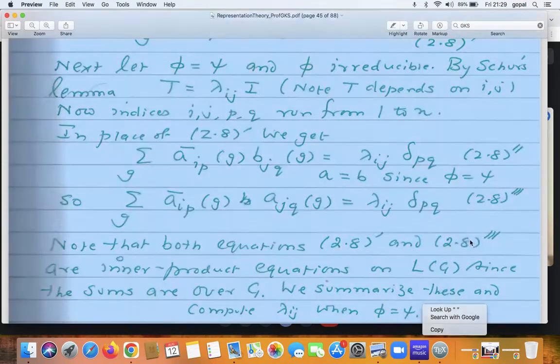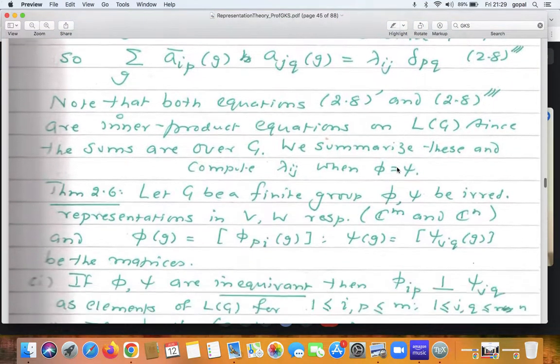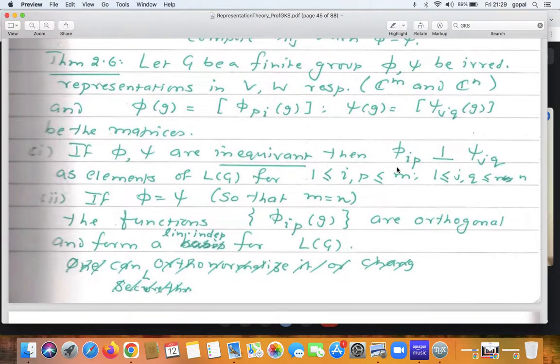And so it is basically an orthogonality relation that we have obtained here. Let us summarize these observations as a theorem. Theorem 2.6: let G be a finite group. Phi and psi are irreducible representations of degree m and n respectively, and phi(g) is the matrix phi_ij(g). Psi(g) has been written as a matrix psi_jq(g).